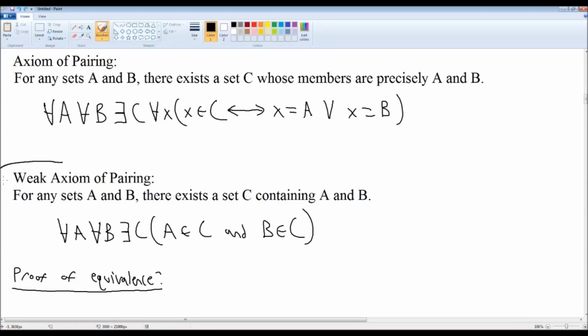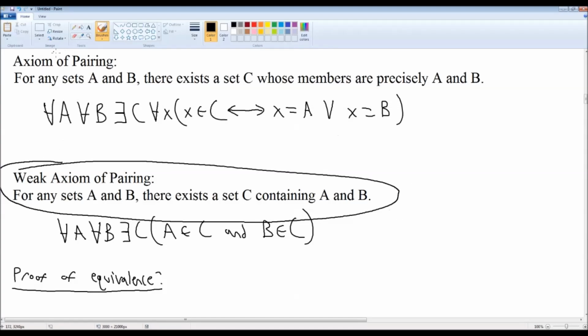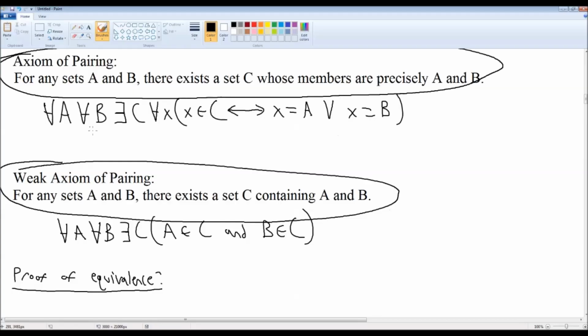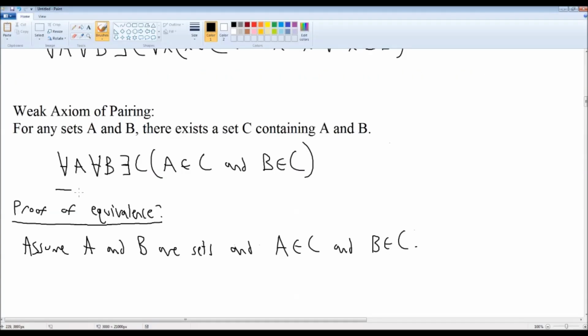So all we've got to do is show that if this axiom's true, then this one has to be true as well. Okay, so assume that this axiom's true, and assume we have sets A and B such that for some set C, A is in C and B is in C. The weak axiom of pairing says that there must exist a set with that property, but maybe C contains some other stuff as well.